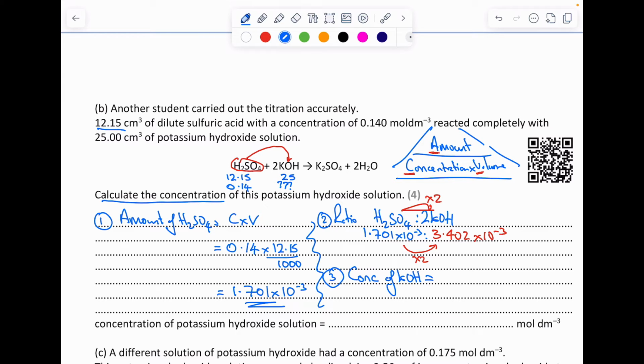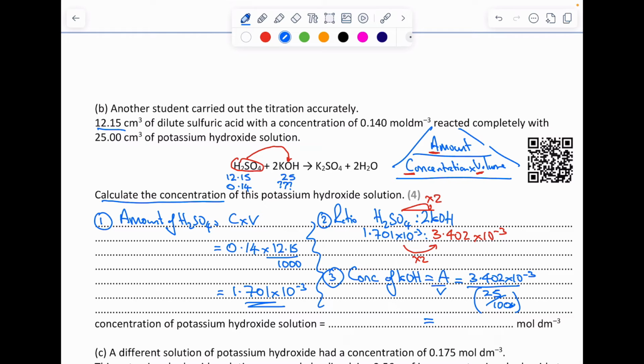So KOH concentration is going to be amount divided by volume. So that's going to be A divided by V. A is the 3.402 times 10 to the minus 3. And we're going to divide that by the volume, which is 25. But again, what we must make sure we do is we take that 25 and divide it by 1000.